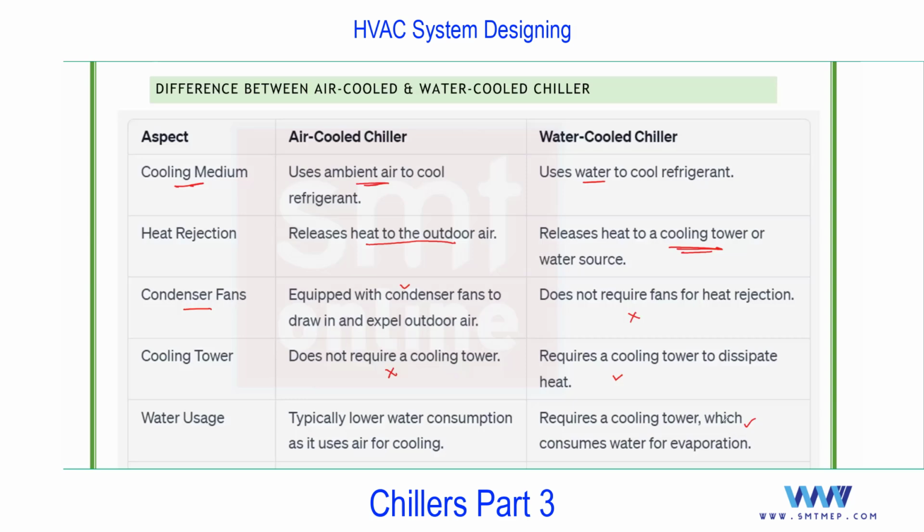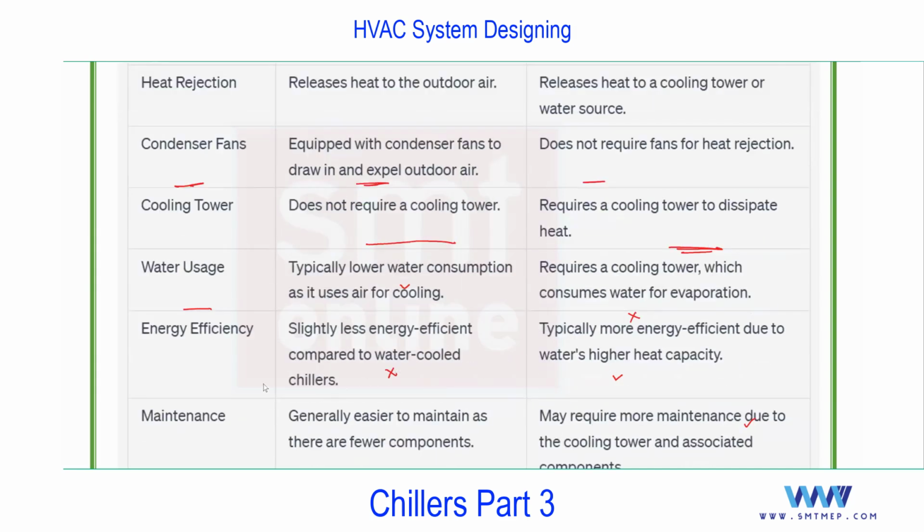So if there is a scarcity of water, or if water is expensive in your area, then we do not suggest a water cooled chiller. We use an air cooled chiller only. But from an efficiency point of view, that depends on the condition. In this case, there is slightly less efficiency compared with the water cooled chiller. Here there is typically more efficiency due to the higher heat capacity. This is in general, because the density of water is much higher than air, so water heat extraction compared with air is 4 times higher. So from an efficiency point of view, you can consider the water cooled chiller as offering higher efficiency.